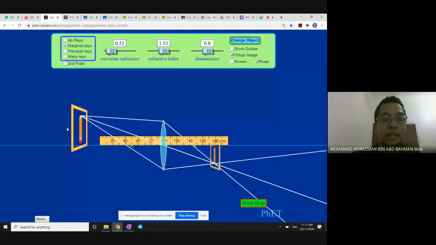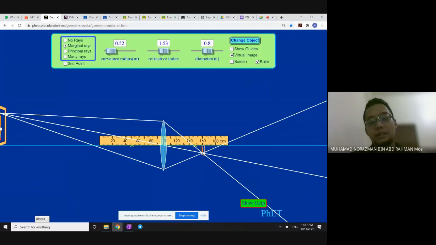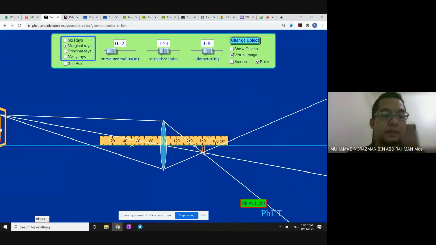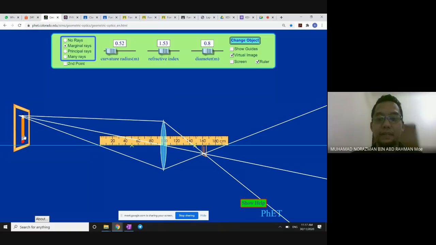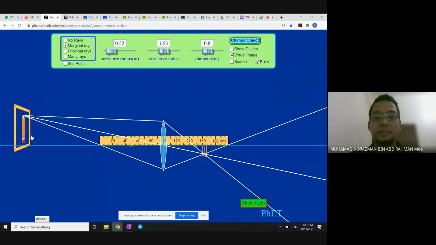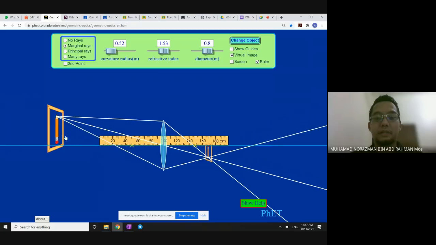Okay, now when the object is at infinity, ni objek jauh tapi simulation ni tak boleh buat lah. Okay, the object is real, inverted, diminished. Position dia at F. Okay, when more than 2F, still real, inverted, diminished. Nampak kan makin lama makin besar. Makin kita dekatkan, dia makin besar.